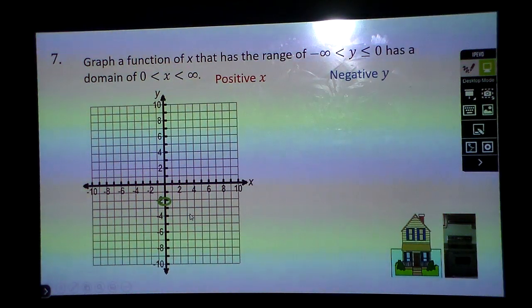So I'm going to put an open circle somewhere. Anywhere on this line is fine. And then I'm going to draw a line up to where it touches the 0 value for y. Then I can extend it on to infinity both this way to the positive x infinity and to the negative y infinity. This is one example of one that has that particular domain and range.